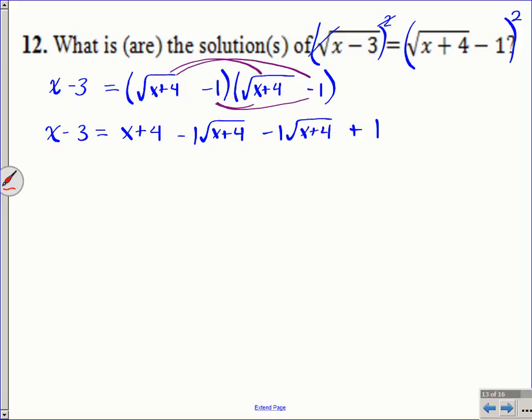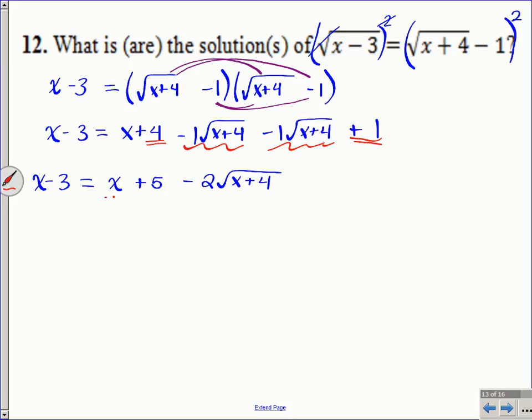However, we do have some like terms. This 4 can be combined with this plus 1. And our two radicals, since the stuff underneath them are the same, those can be combined. So we get x minus 3 equals x plus 4 and plus 1 is plus 5. Minus 1 and minus 1 is negative 2 square root of x plus 4. So now we've got only one radical, and we've got to get rid of it. And the only way to get rid of it is to start by isolating it.